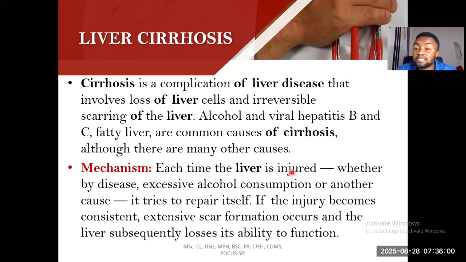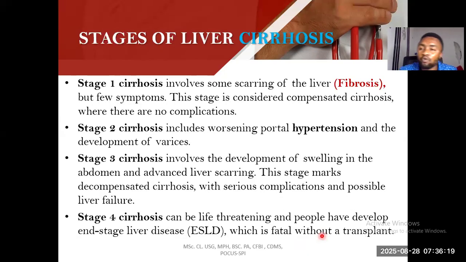Each time the liver is injured, whether by disease, excessive alcohol consumption, or another cause, it tries to repair itself. If the injury becomes consistent, extensive scar formation occurs. It's like when you have gotten an injury to the skin. The skin tries to repair and heal. Once it heals, a scar forms. Simple. And that will reduce the function of the liver.